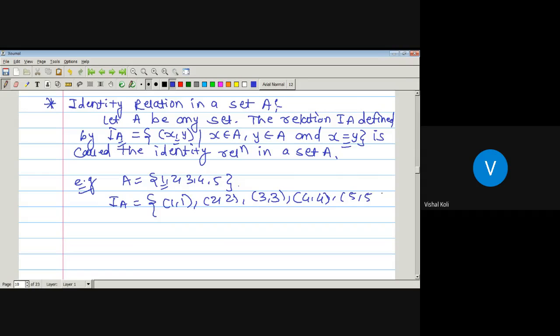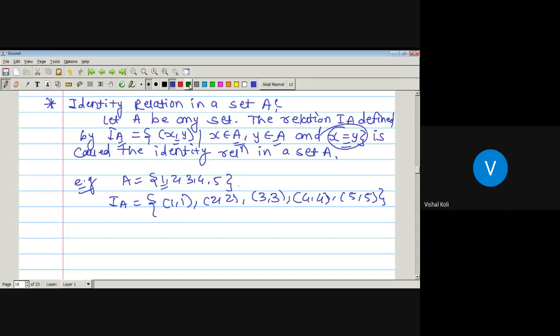And we have to take all such elements only, since here there is a condition: we take the x and y which are members of A such that x must be equal to y. Only these elements are present in I_A. All the remaining elements are not present in the identity relation. Therefore, as A equals {1, 2, 3, 4, 5}, it contains only those elements whose first element and second element are the same: (1, 1), (2, 2), (3, 3), (4, 4) and (5, 5).